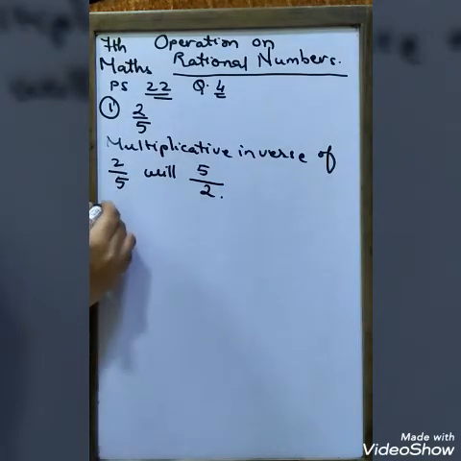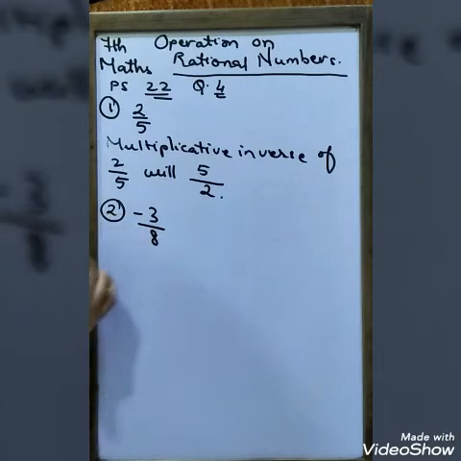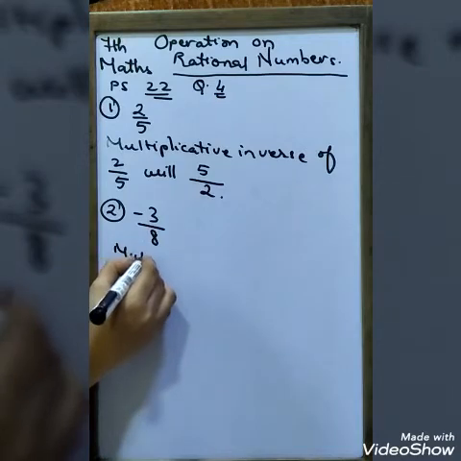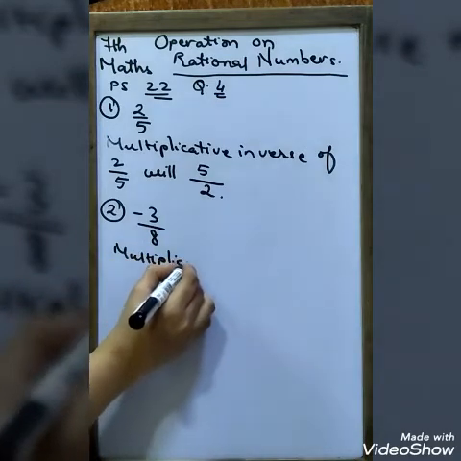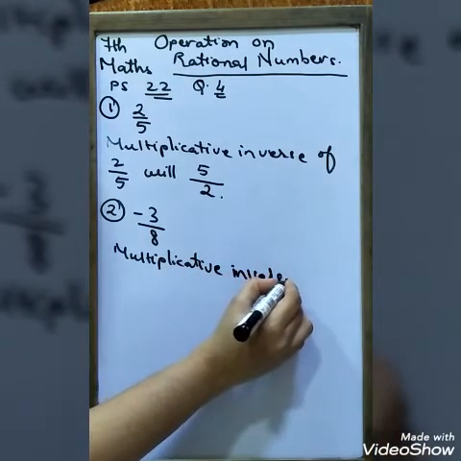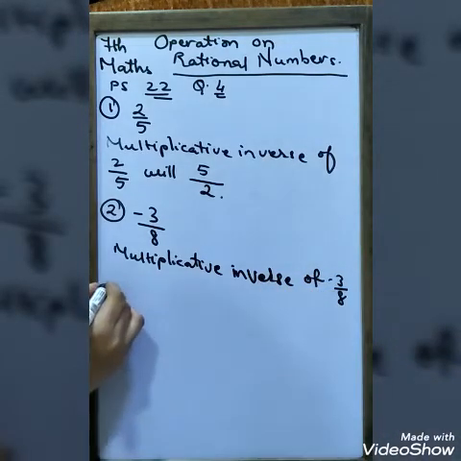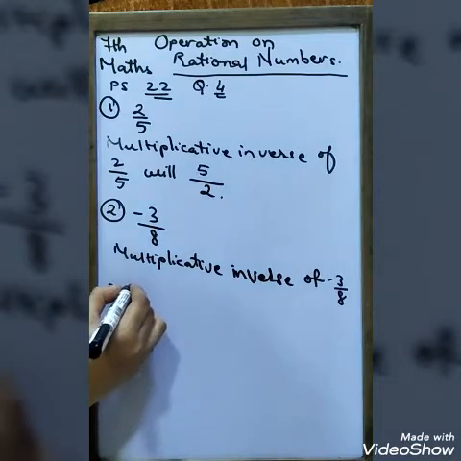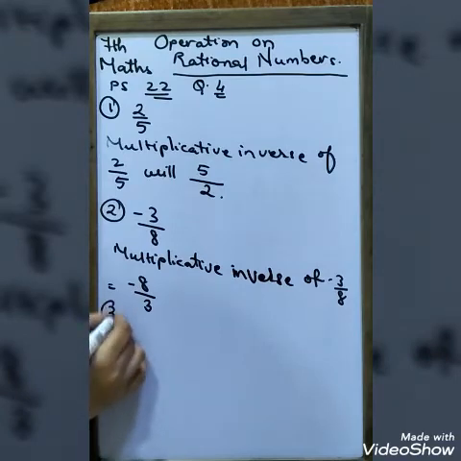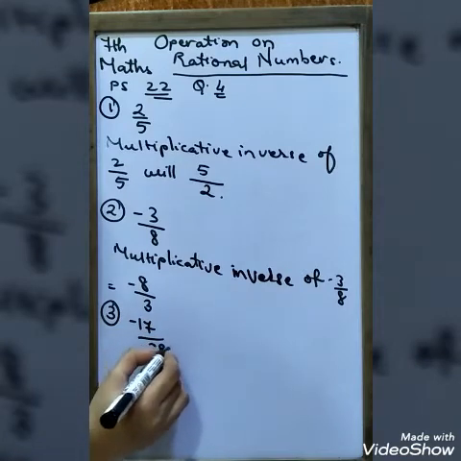So here the next one we are having -3/8. So here the multiplicative inverse of -3/8 is equal to -8/3, like this way. Then third one, -17/39.